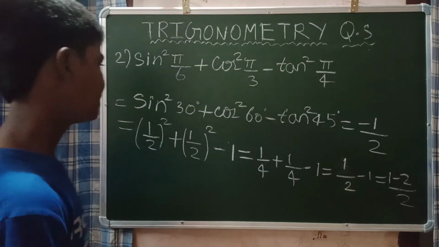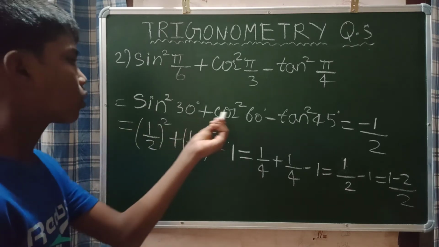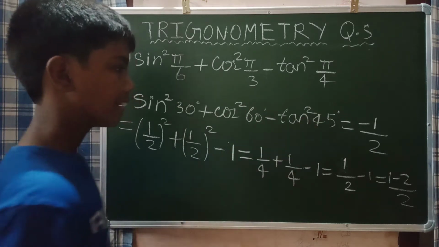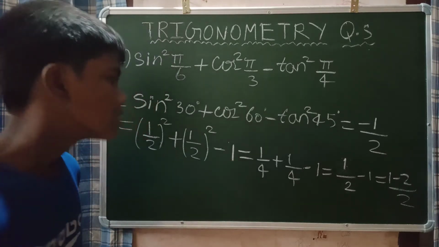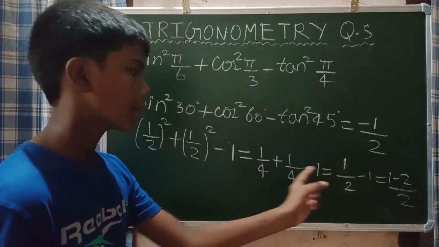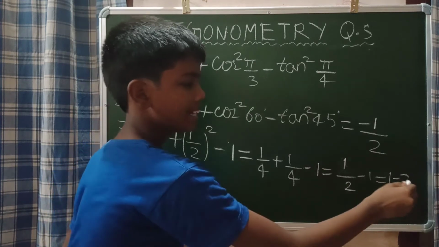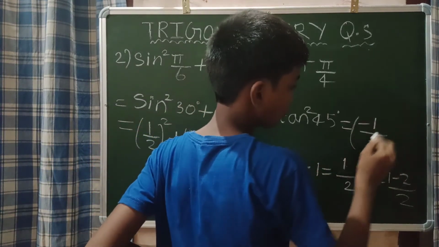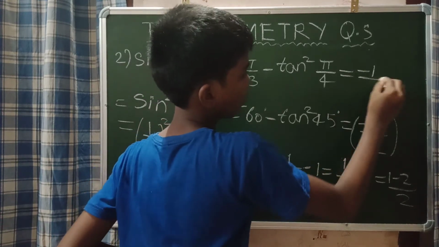So the answer for this question is minus 1 by 2. So simple. I just found the value of sine square 30 degree, that is 1 by 2 whole square, and cos square 60 degree value is 1 by 2 whole square, and tan square 45 degree value is 1 square, which means 1. So it becomes 1 by 4 plus 1 by 4 minus 1, which is equal to 1 by 2 minus 1, which is 1 minus 2 by 2, equal to minus 1 by 2. So the answer for this question is minus 1 by 2.